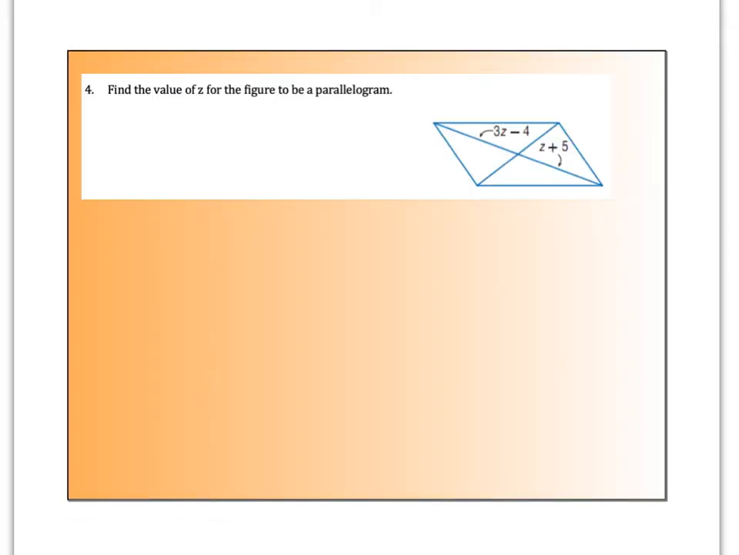So using that idea, let's do number 4. Find the value of z for the figure to be a parallelogram. Well, if this is a parallelogram, these two parts of that diagonal would be congruent. So 3z minus 4 would equal z plus 5.